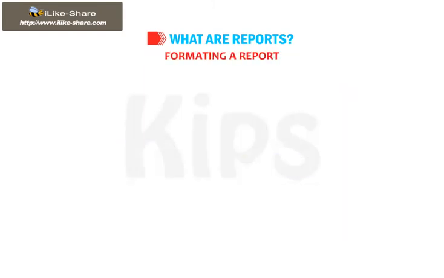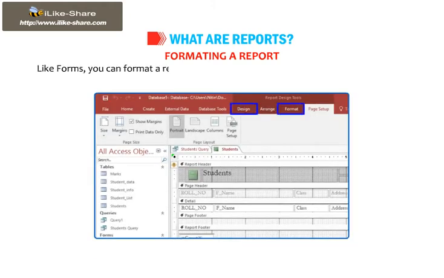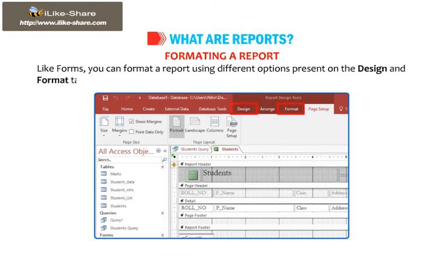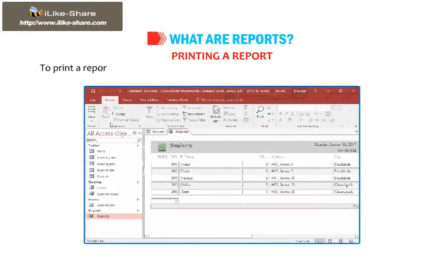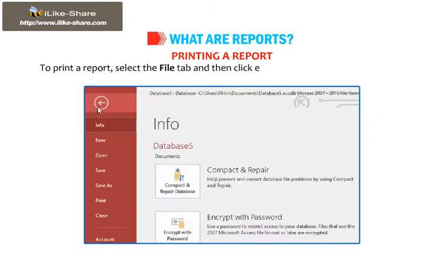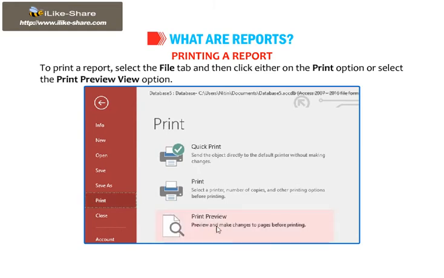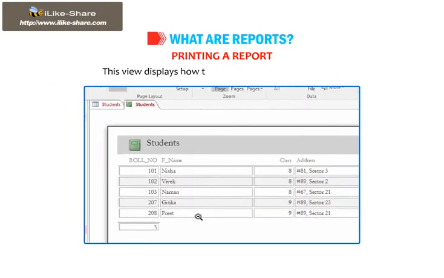Okay students, let us learn how to format a report. Like forms, you can format a report using different options present on the Design and Format tabs. Printing a report. To print a report, select the File tab and then click either on the Print option or select the Print Preview View option. This view displays how the report will appear on a page.